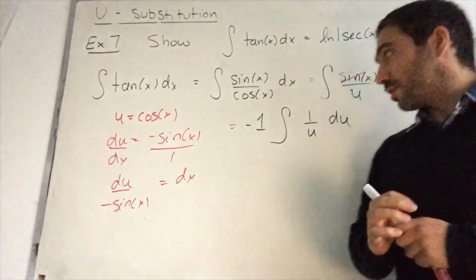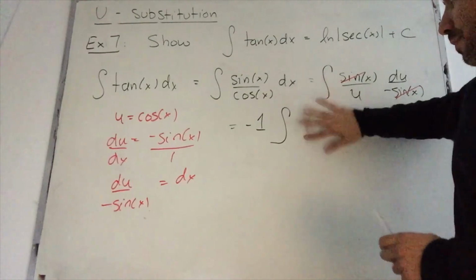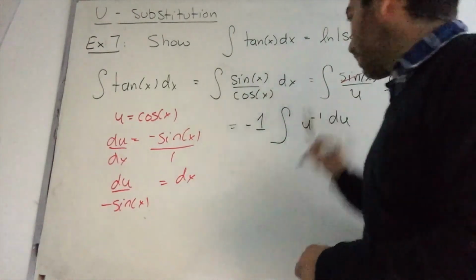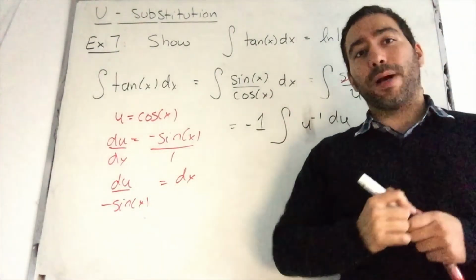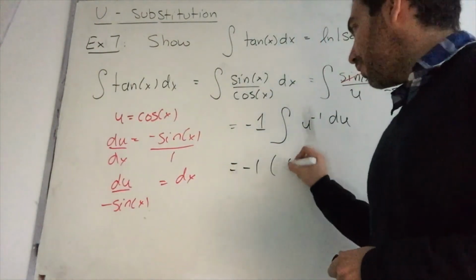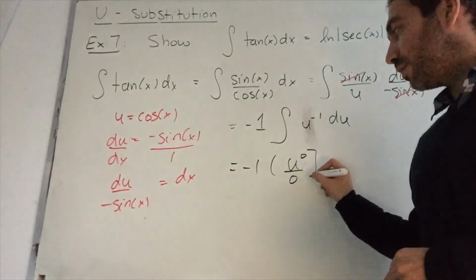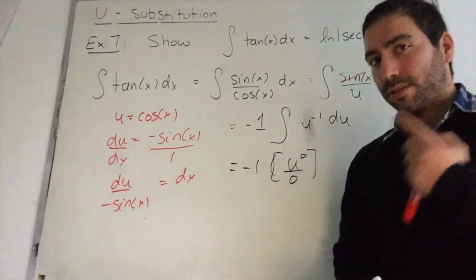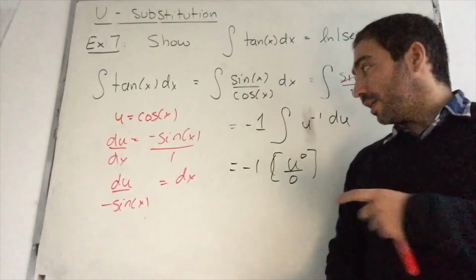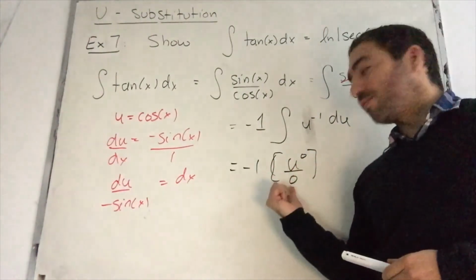How do we integrate this? Well, we could rewrite 1 over u as u to the negative 1. Right? And now you could apply power rule. If you apply power rule, you get negative 1 times u to the negative 1 plus 1 is 0, divided by 0. This is where you know you made a mistake. If you tried applying power rule here, that's wrong, right? We cannot divide by 0.